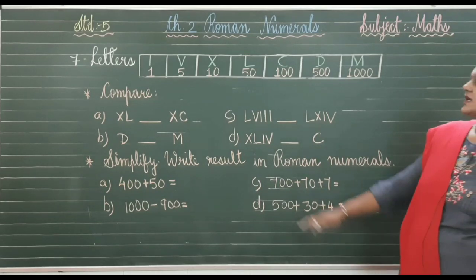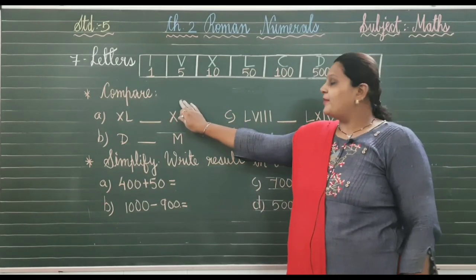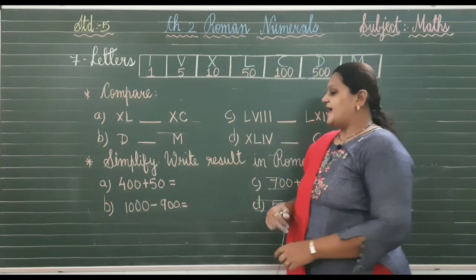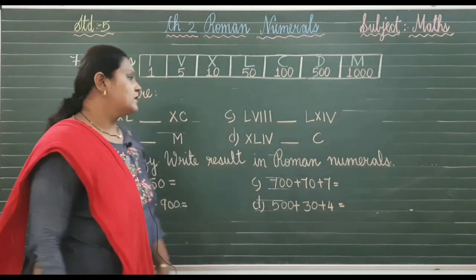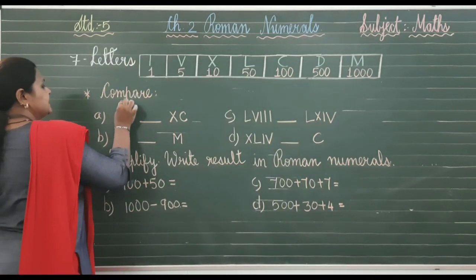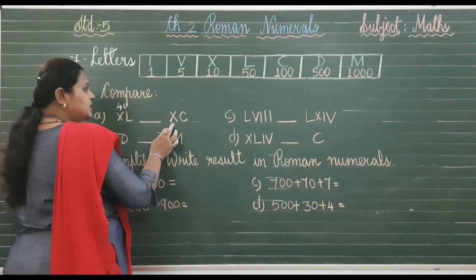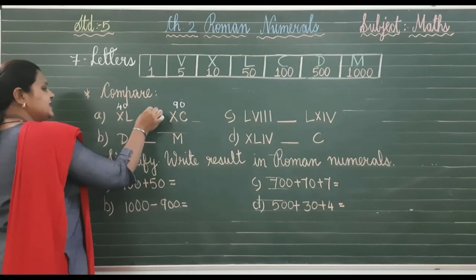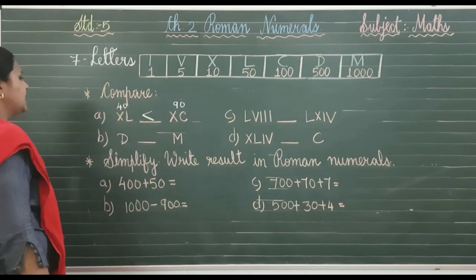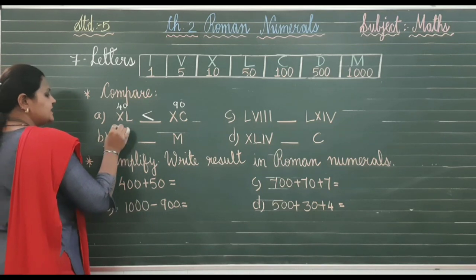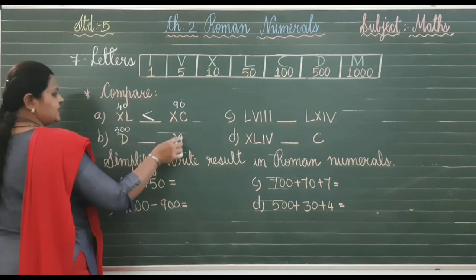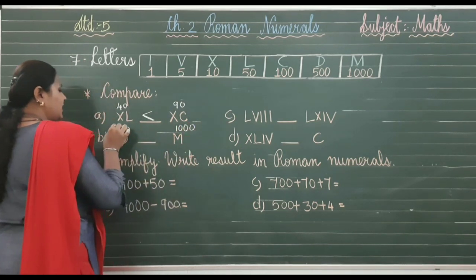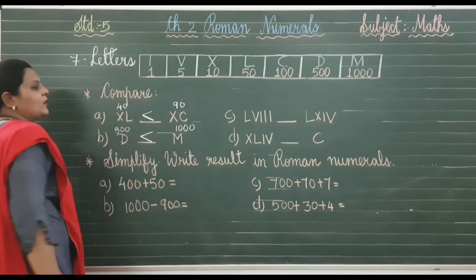Now next is compare. We have to compare the Roman numbers. Now how we will compare? First XL. So XL means what? 40. And XC. XC means 100 minus 10, that is 90. Now it is easy for you to compare. 40 is smaller than 90. Second D. So D stands for 500. M stands for 1000. So 500 is smaller than 1000.